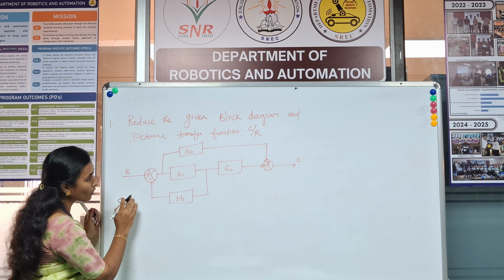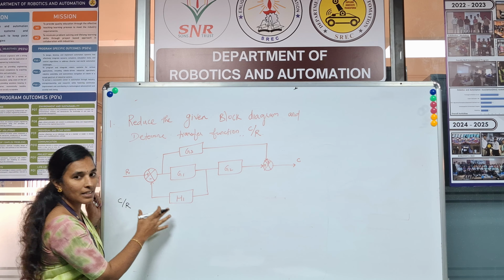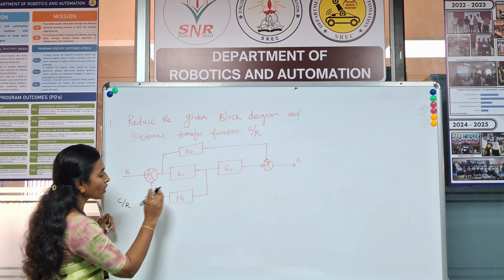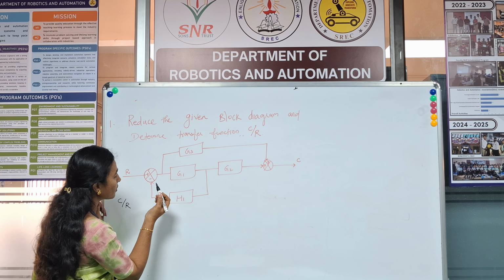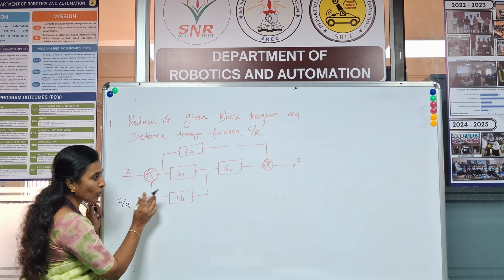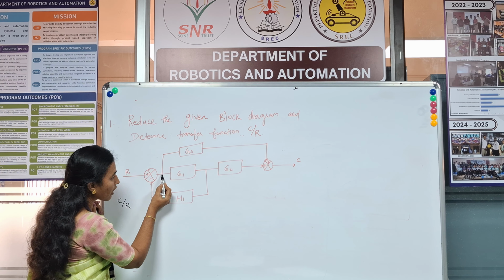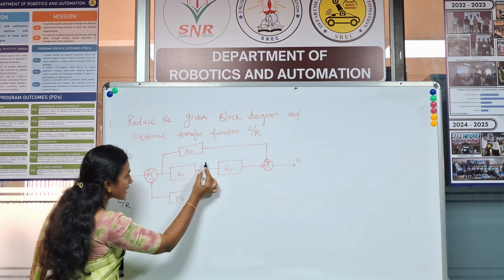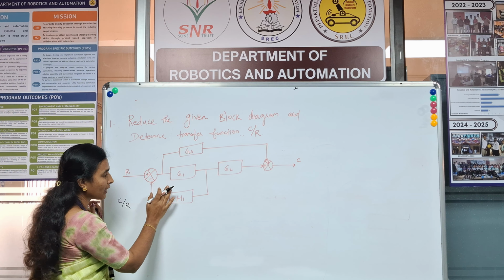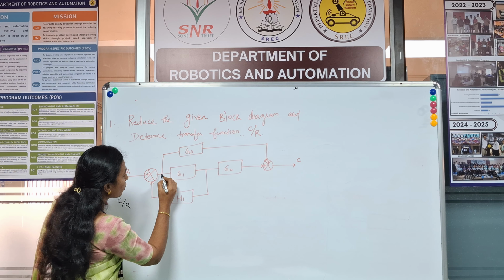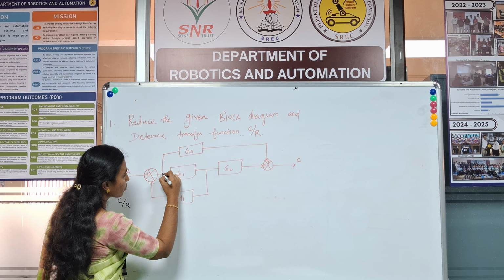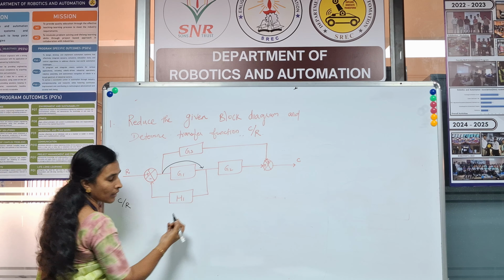First, you need to analyze the given problem: what the blocks are and how they are located. Now, looking at this, the first thing we can see is that this block is being taken as feedback, right? But it is not exactly a feedback because you have a takeoff point here. So you can't consider this as a feedback loop and you should not apply elimination of the feedback here. What you need to do first is move this takeoff point ahead of this block, to here, right?